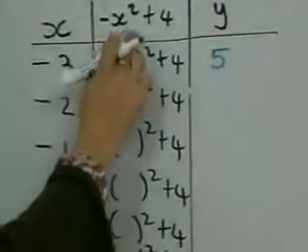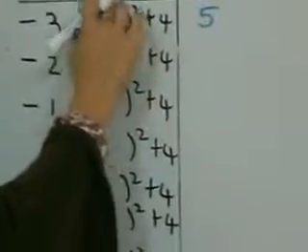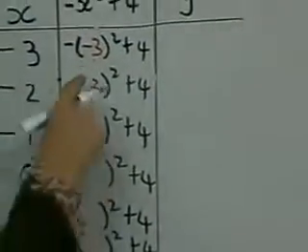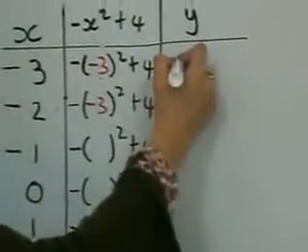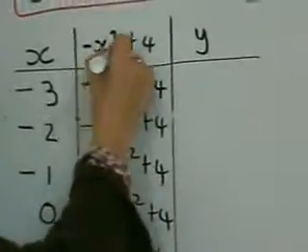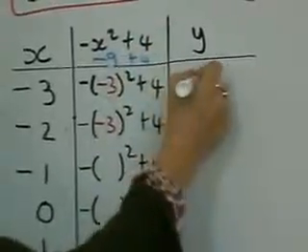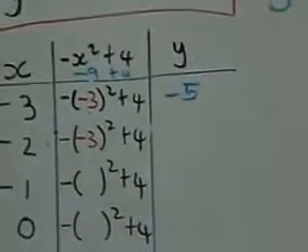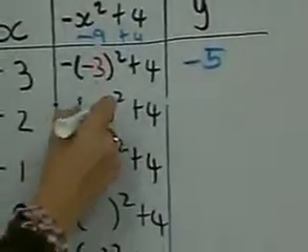Am I doing something wrong? No, it's okay. My cameraman is interfering. Okay, so we have minus 9 here, plus 4, and that is giving me minus 5. My cameraman was right.